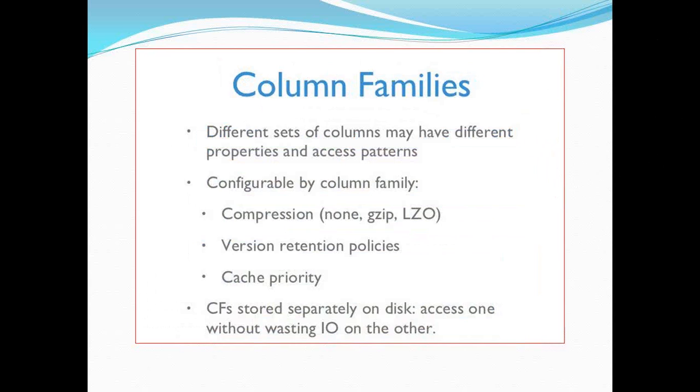Column family, CF, is something where different sets of columns may have different properties and access patterns, so you can define that. You can have compressions defined, because again you are not talking about millions and billions of rows. Even if it's just key value, if you start counting in that number, you need some efficiency, and that's where compression comes in. You can do versioning, cache priority, a lot of those things.